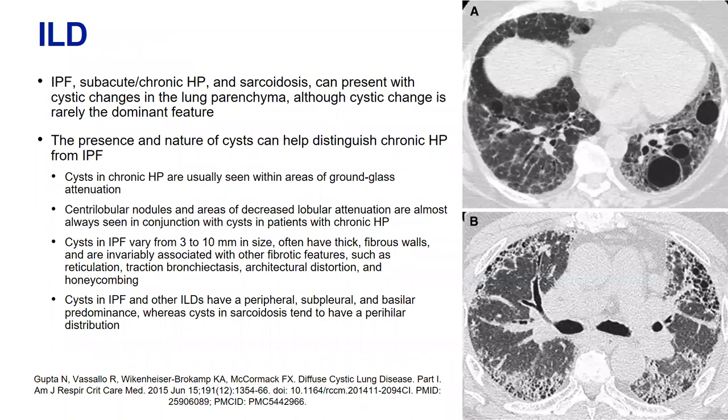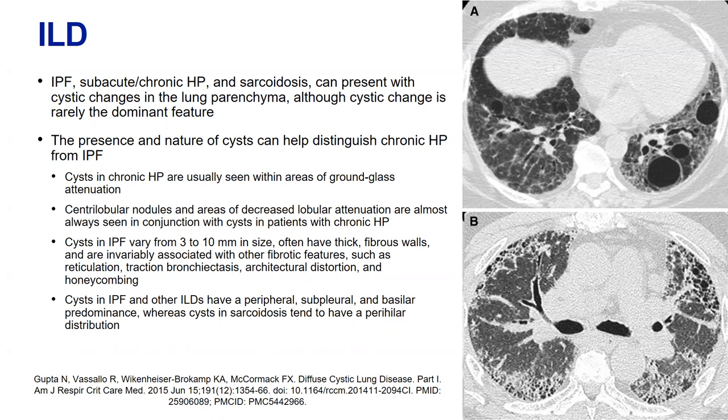ILD, very big topic, very short points on it. The most common ILD processes that present with cystic lung disease are IPF, subacute and chronic HP, and sarcoid. It's not the dominant feature in any of them, but they can present with it. The presence and the nature of the cysts are sometimes helpful on imaging for you to sift through your differentials. In chronic HP, the cysts are generally seen with areas of ground glass attenuation, and you can have centrilobular nodules and areas of decreased lobular attenuation alongside the cysts.